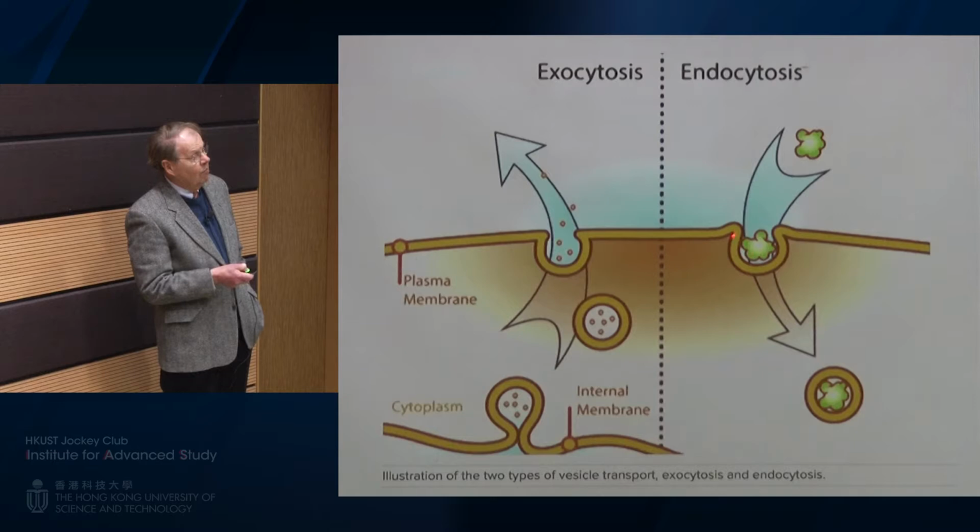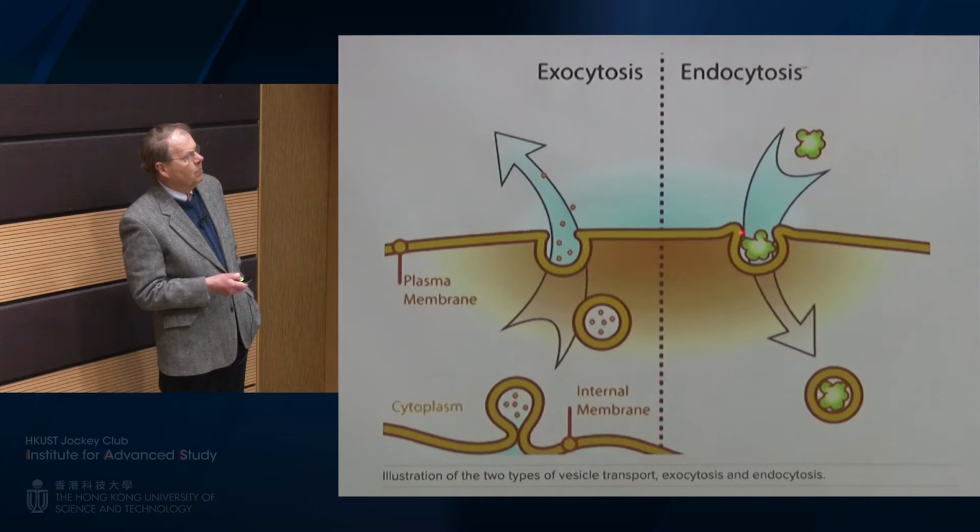When this thing comes into the cell, it's in a vesicle. But you can see, in order for this to happen, you've got to cause breaks in the membrane here and here. Somehow, the breaks form, but then they heal themselves. So by the time this thing comes in here, this membrane looks intact.